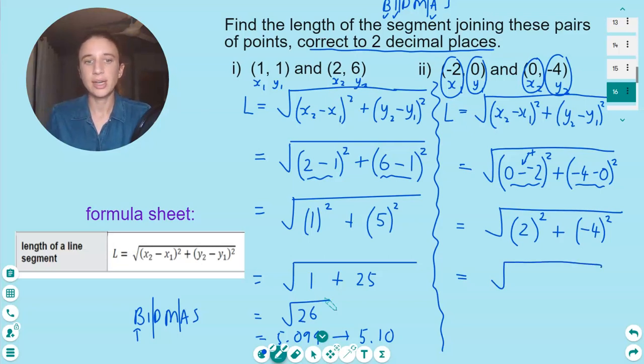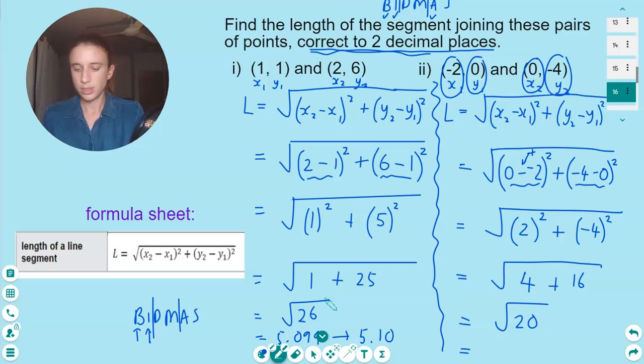Okay, now we've simplified inside the brackets. Now indices, the little numbers. So 2 squared is 4, plus, in brackets, negative 4 squared, 16. Square root 20. And to 2 decimal places, like they ask in the question, 4.472, so 4.47 is our answer.